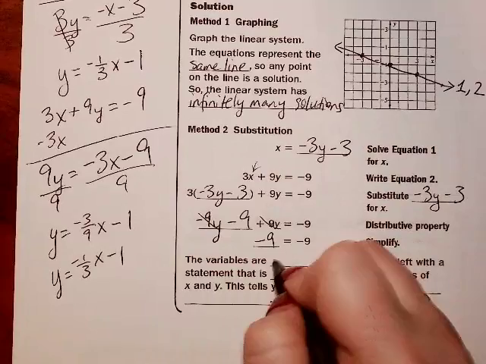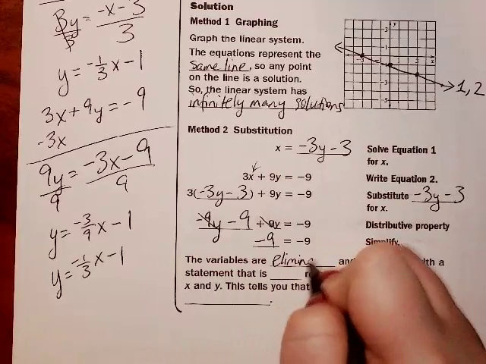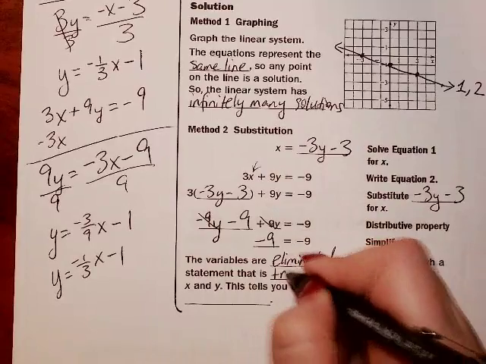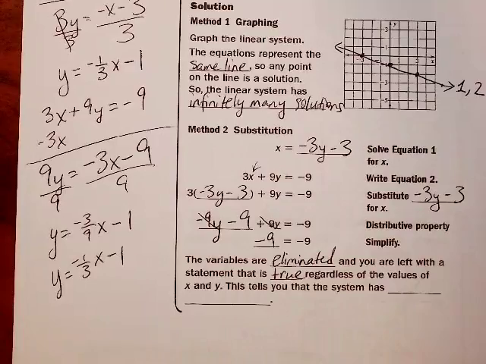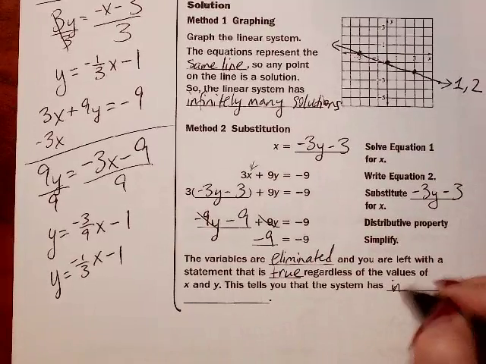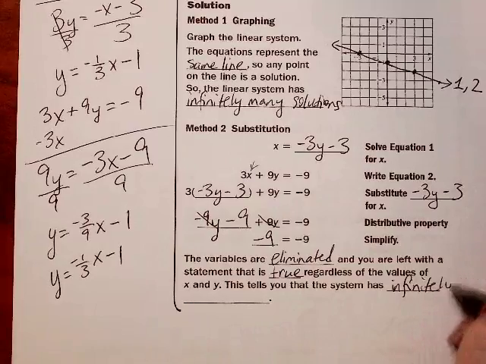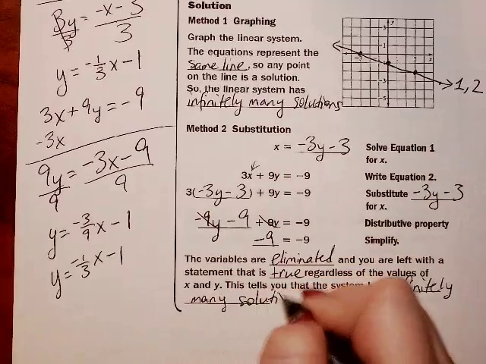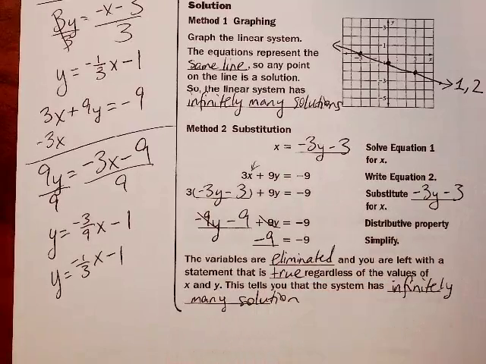The variables are eliminated again, and you are left with a statement that is true regardless of the values of x and y. This tells you that the system has infinitely many solutions. So if you get something that's false, like 0 equals 4, you have no solution. If you get something that's negative 9 equals negative 9, so it's always true, then it's infinitely many solutions.